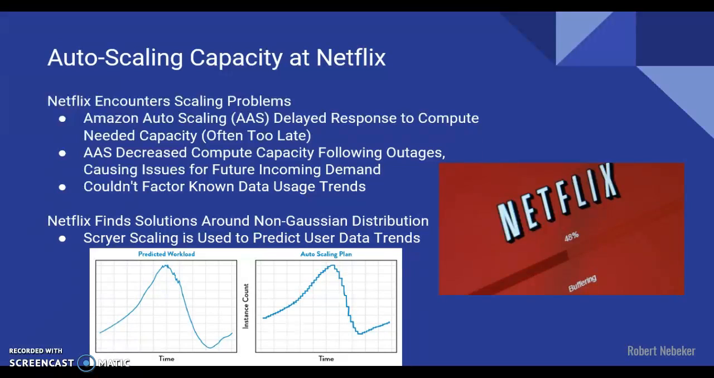So the solution that Netflix came up with around the non-Gaussian distribution was Scryer scaling. What they did was predict the data use trends and then have an auto-scaling plan to meet it.